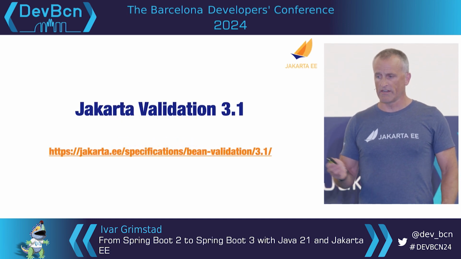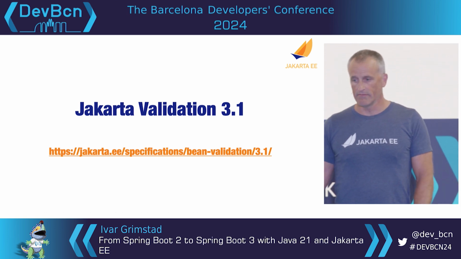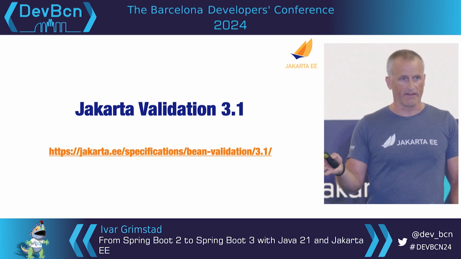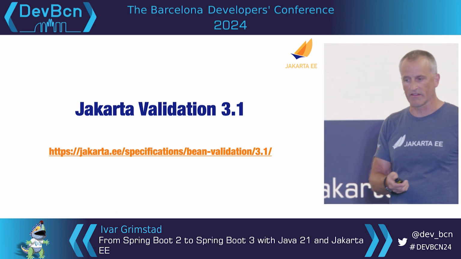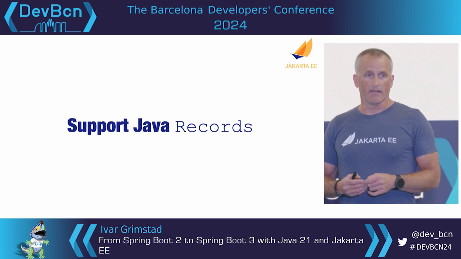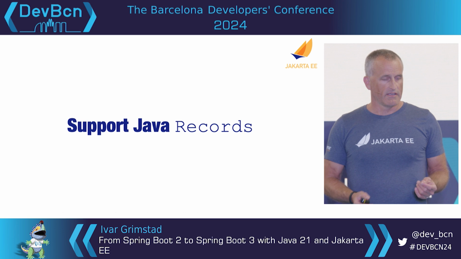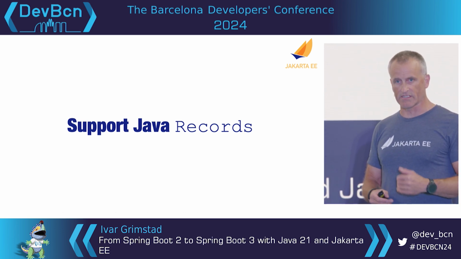And Jakarta validation 3.1 is coming in Jakarta EE 11. It's already implemented in Hibernate Validator, so it's likely that you will get it very soon in Spring if you don't already have it there. And they now fully support validation of Java records. It has worked before, but it hasn't been specified by the specification, so now it's guaranteed to work.